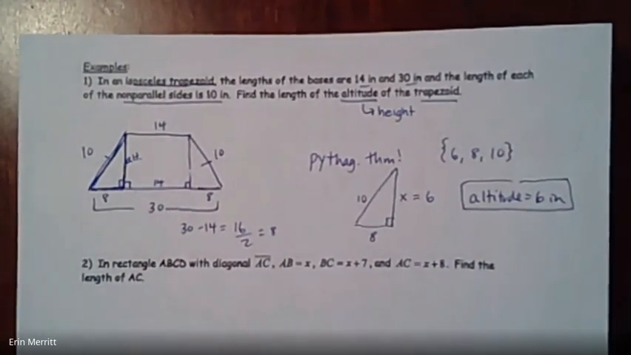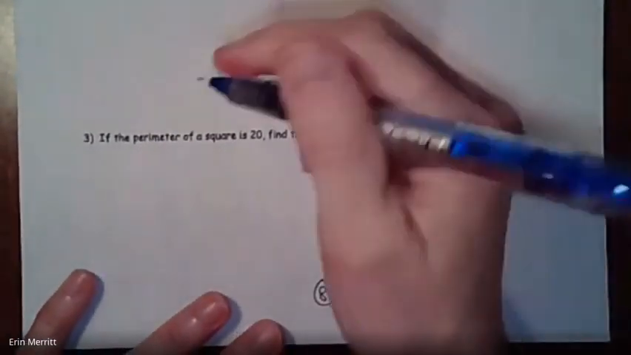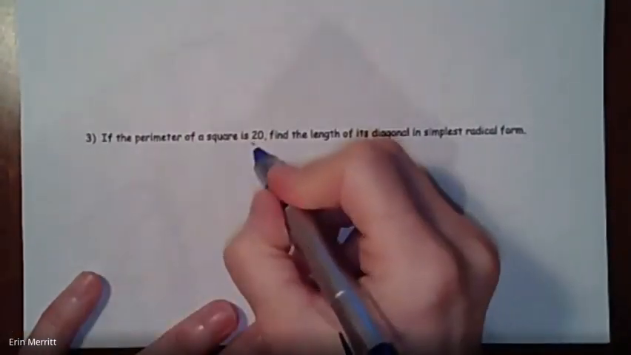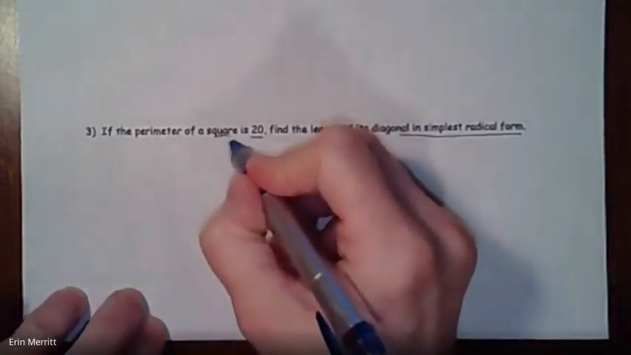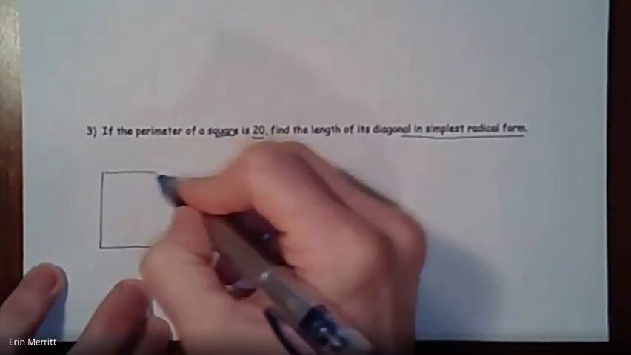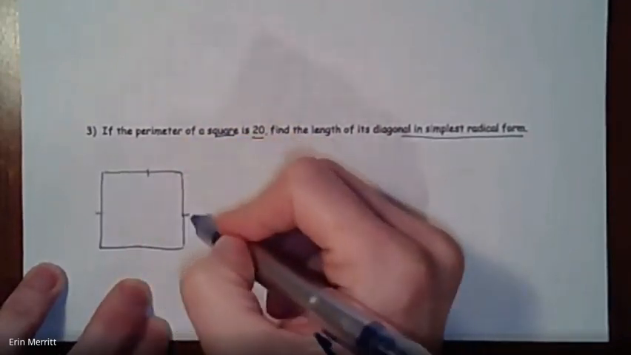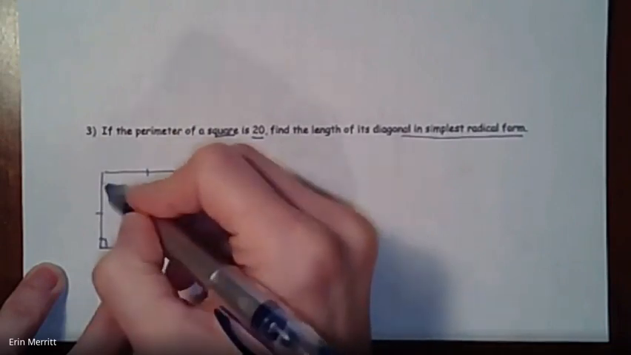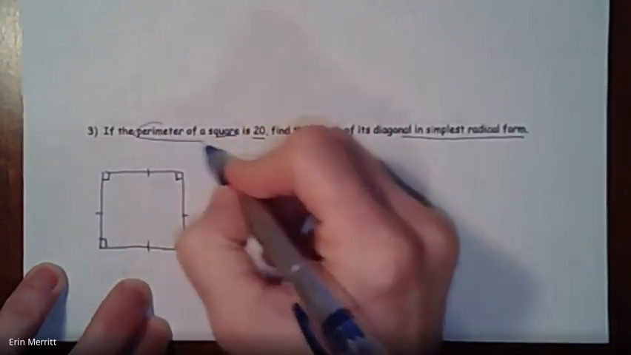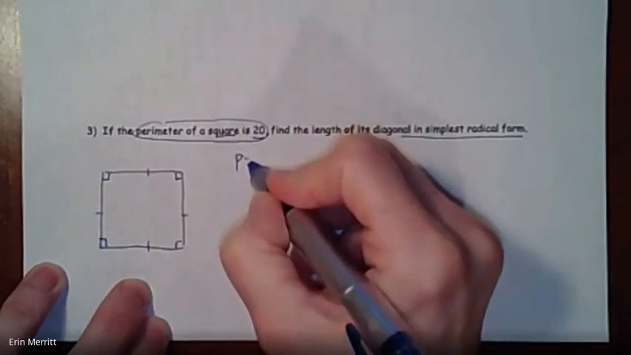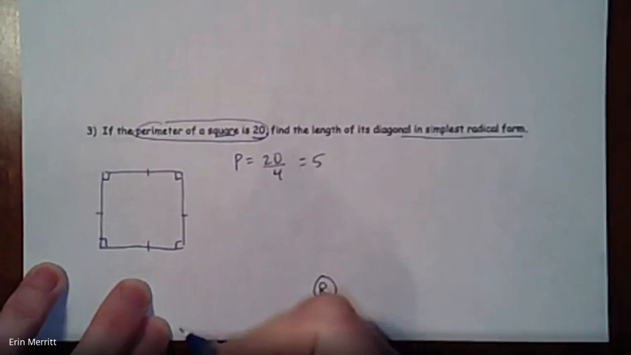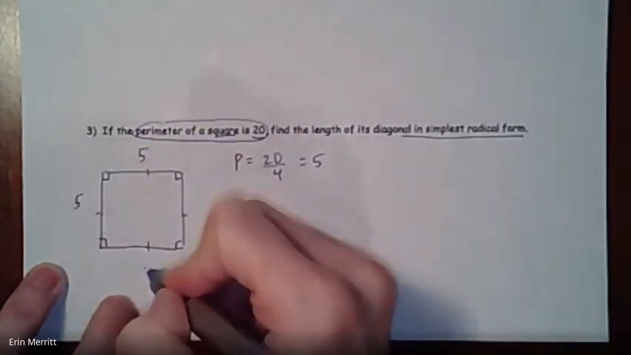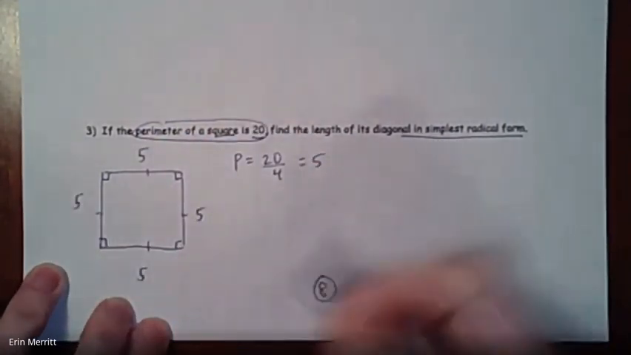All right. Let's jump all the way down to 3. Last one on the page. If the perimeter of the square is 20, find the length of the diagonal in simplest radical form. All right, so we have a square. So 4 congruent sides, 4 right angles. That's all stuff that we know. And the perimeter is 20. So if the perimeter is 20, each side here would then be 5.